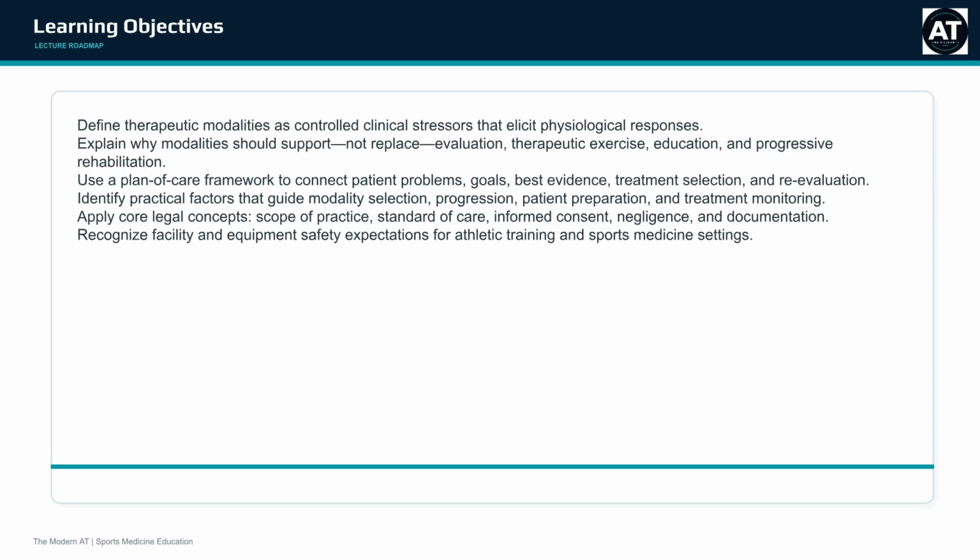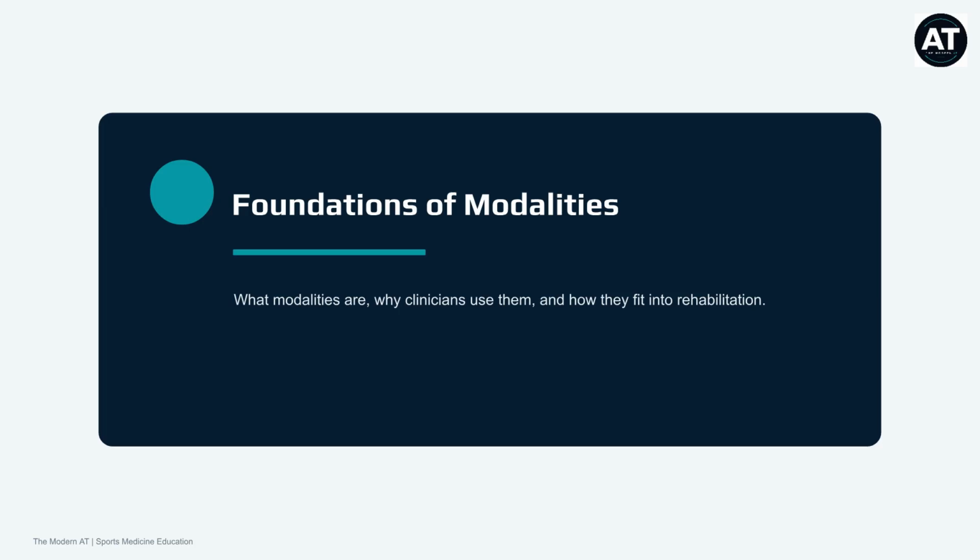By the end of this session, the priority is not memorizing a list of machines. The goal is to reason through why a modality is chosen, how it supports the plan of care, how safety is screened, and how legal duties, such as consent, scope of practice, documentation, and equipment safety, protect the patient and clinician. This first section builds the foundation: what a therapeutic modality is, why clinicians use modalities, and why they must remain connected to rehabilitation goals.